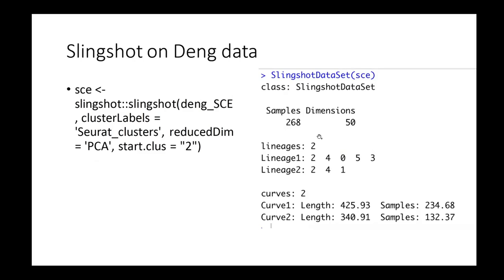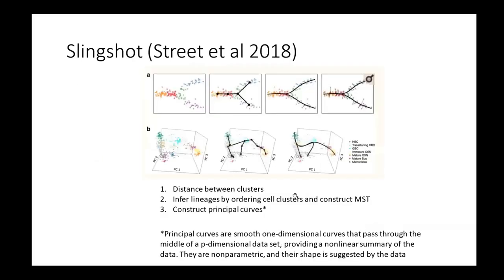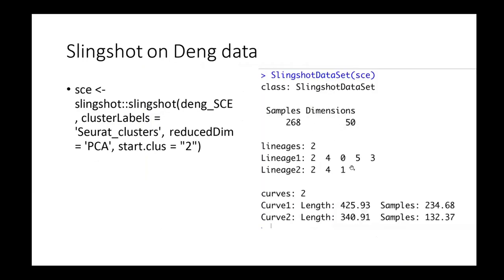You will then have the information about lineages and curves. And here you can see you have two lineages and two curves. Lineages correspond to what you have here, whenever you have bifurcations, and curves correspond to the step here. So for the lineages, you then get the ordering in one lineage and the order in the second lineage of your cells. And if you do not provide a starting cluster, then it will randomly select if it starts from the end or from the beginning, basically.